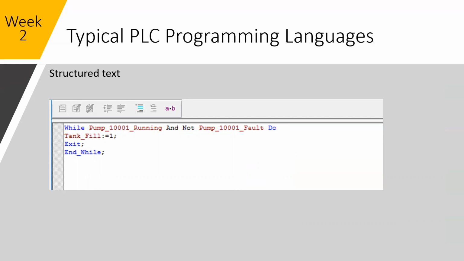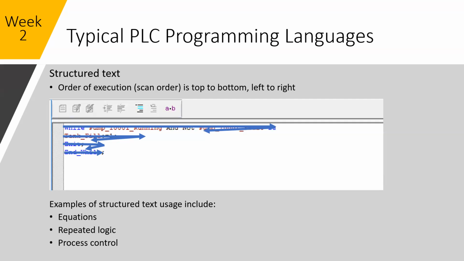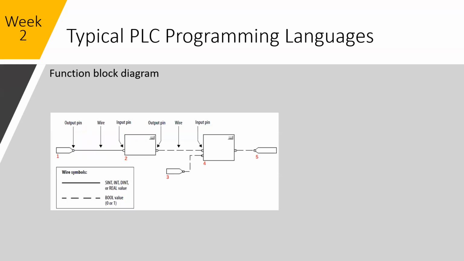Structured text is executed the same way, top to bottom, left to right, like reading, like every other text-based language I've used. So the first rung: while pump is running and not pump faulted, do fill tank equal 1. So fill tank would be a tag, write fill tank as 1, exit, and while. Examples for structured text would be equations, repetitive logic, process control. Again, a lot of end users, you won't find a lot of structured text in the main body of code. You'll find custom functions written in it. I have come across some PLCs that have been programmed all in structured text, and they are a nightmare to troubleshoot.